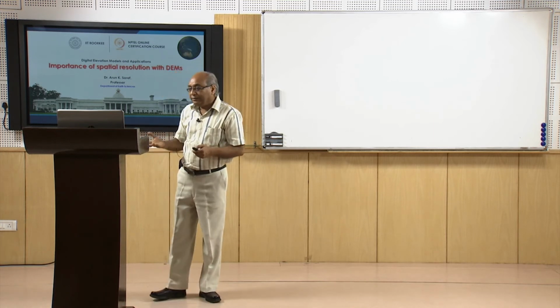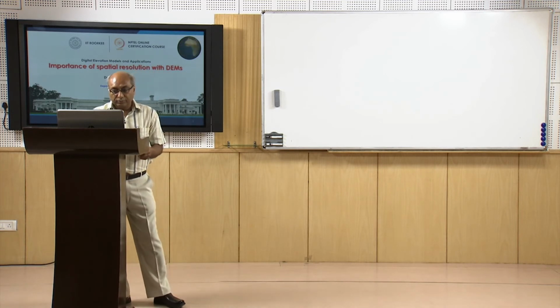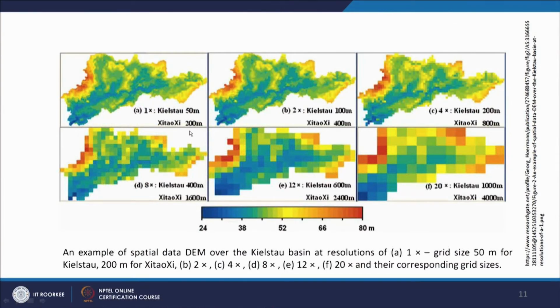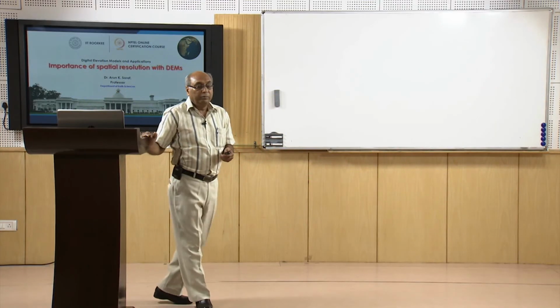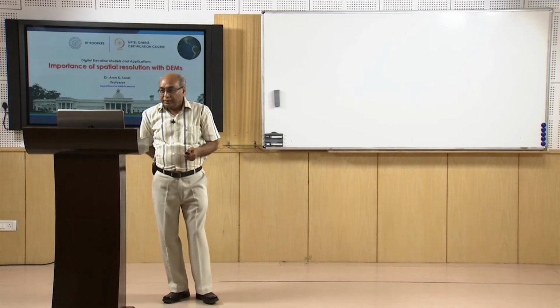So generally this is a one-way process, and this is exactly what has been shown: 20 meter, 200 meter, 400 meter, 800 meter, 1600, 2400 and 4000 meters. And this is how you start seeing the deterioration of the details once we go for a relatively coarser resolution.